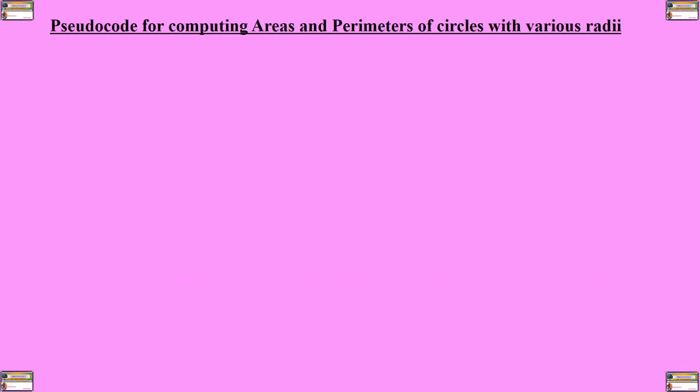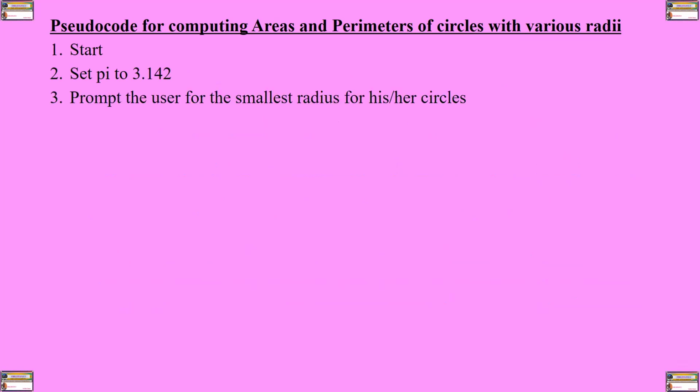Always remember, when you are developing the pseudocode algorithm, you must have a title. So our title for the pseudocode is: pseudocode for computing areas and perimeters of circles with various radii. So we have the start. Next, we set the value of pi to 3.142.